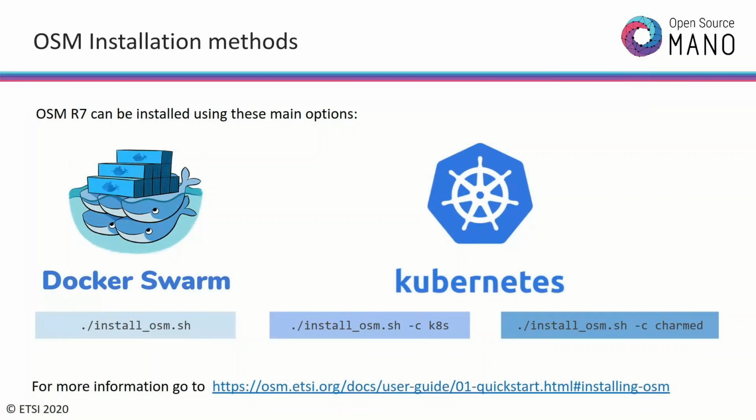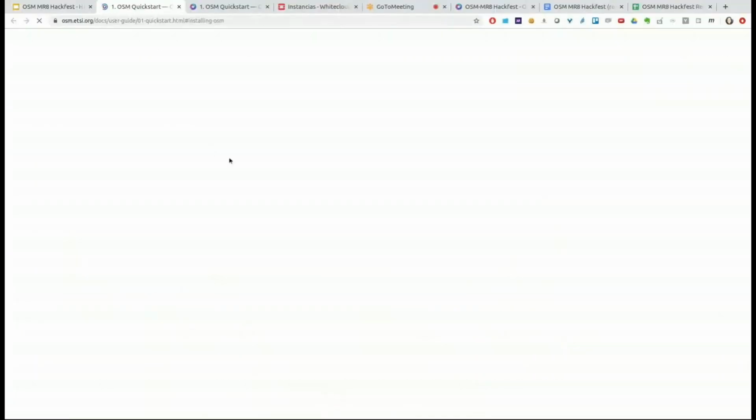So installing OSM over Kubernetes, we have two options too. That is listed below. We have the default option with a cluster of Kubernetes, and we have another option using Juju charms. So if you want to get more information about the different method options we have for installing OSM, we have official documentation at this link that we show you now.